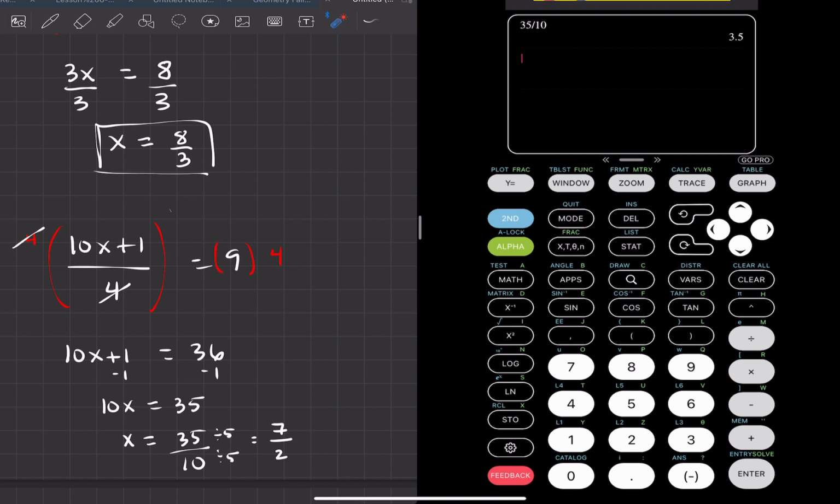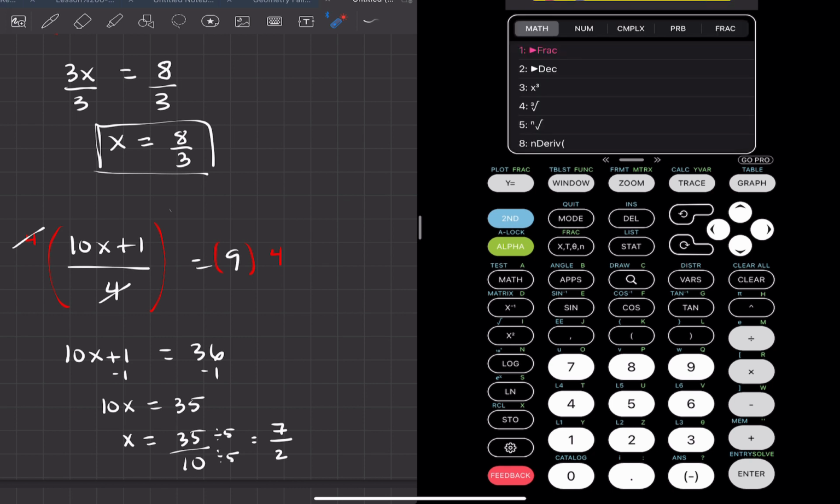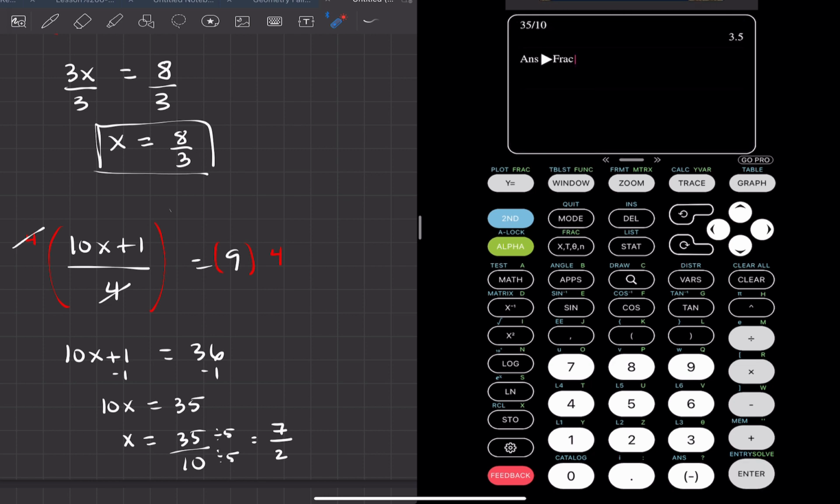To do that, I need you to pay attention to where the math button is. It's located to the right of this arrow, using my laser pointer here. You should see the math button on your calculator, which is under the alpha button. You're going to press math, and notice that you have all these options here. You've got frac, decimal, x cube, and so on. Make sure that it's highlighting the fraction button, number one, the number one button up top. Press the enter key, and you should see answer. The answer in this case is 3.5. It's going to convert, hence that little arrow there, to a fraction. Once you get to that stage, press enter.